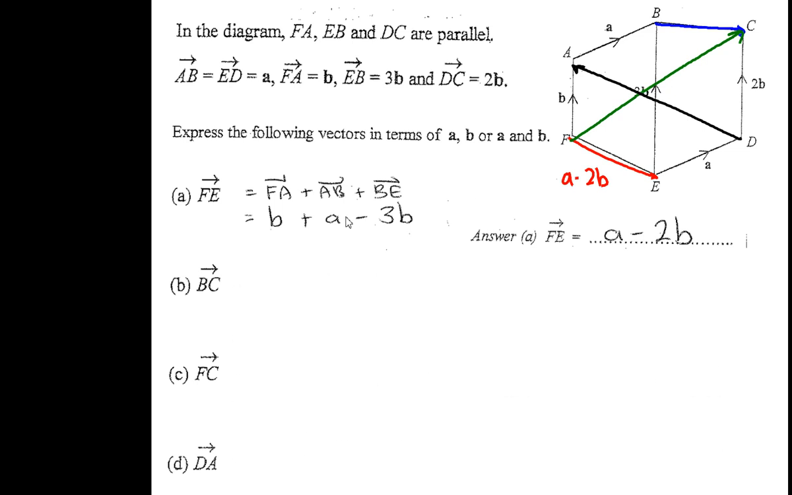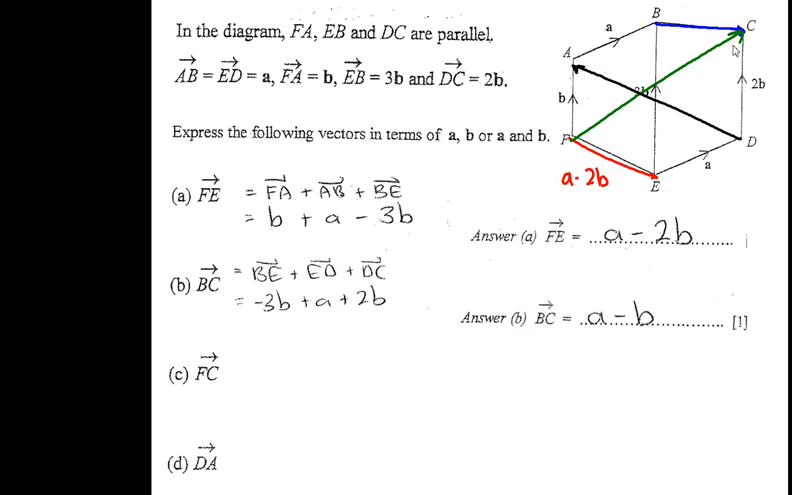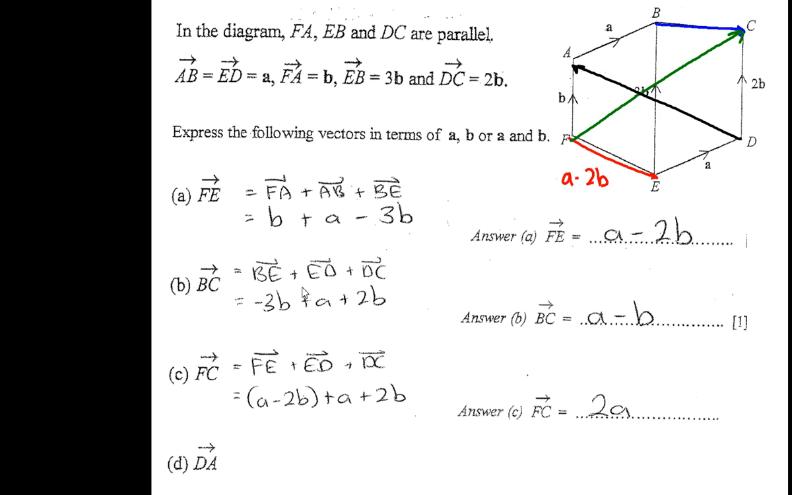And BC, let's see, BC is here. What's a pathway you could use? You could use this one. You can go here, BE plus ED plus DC. So write out your little plan so you don't get muddled. BE plus ED plus DC, and then if something goes wrong, you can also maybe get a method mark. So BE is minus 3B, ED is plus A, DC is plus 2B. And then combine any like vectors. Minus 3B plus 2B is minus B. So we've got A minus B. There we go. Oops, FC.